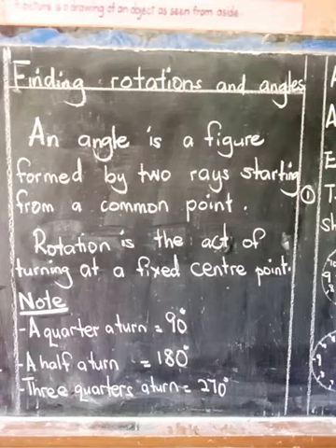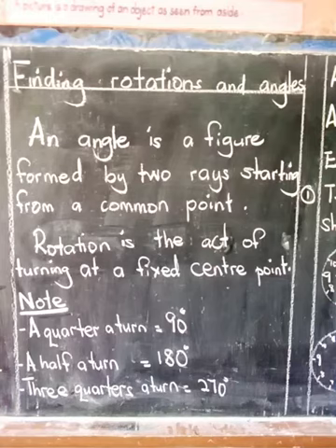Somebody will ask me, teacher, I don't know what an angle means. An angle is a figure formed by two rays starting from a common point. Then, a rotation is the act of turning at a fixed point.